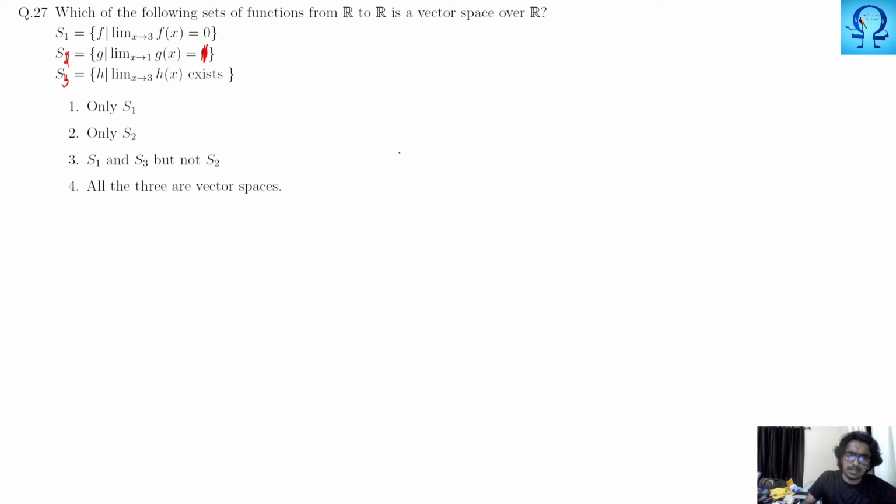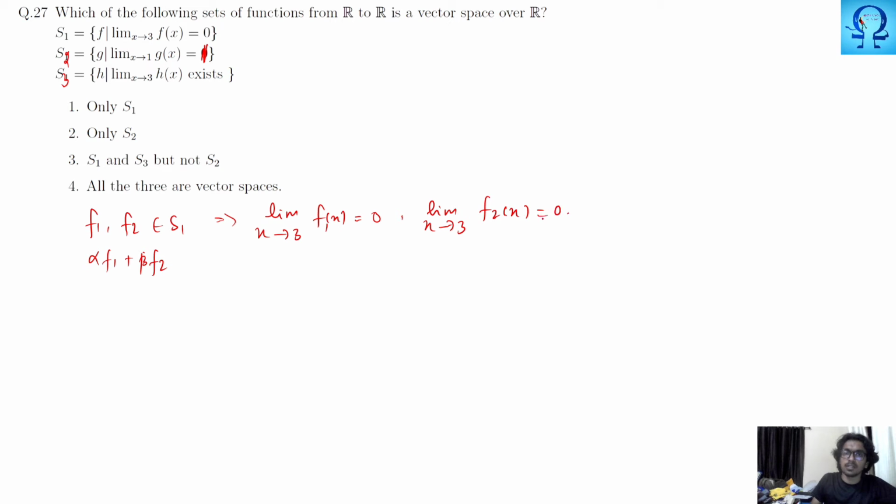So first, let me choose two functions from S1. Then let me form a linear combination with them. If I choose these from S1, what happens? Limit x approaches 3, f1 of x is 0, and limit x approaches 3, f2 of x is also 0. So in order to justify that this is present in S1, I'll have to check that the limit as x approaches 3 of this thing is 0.